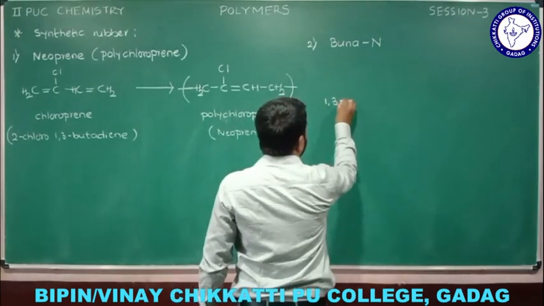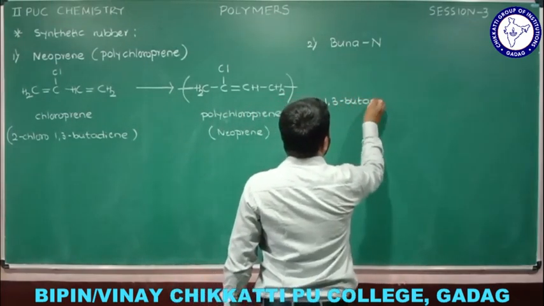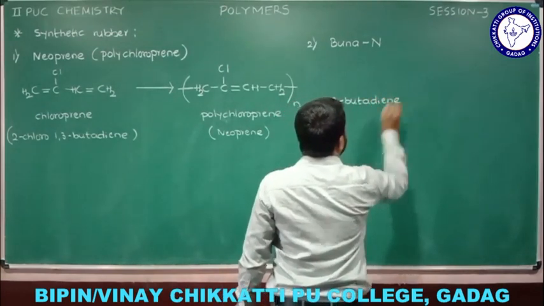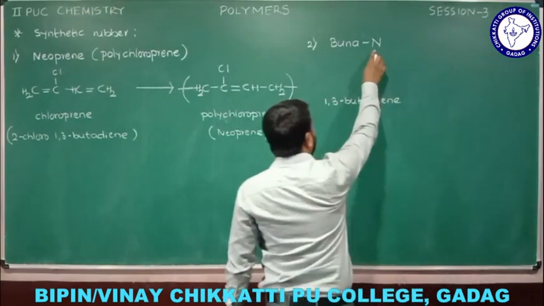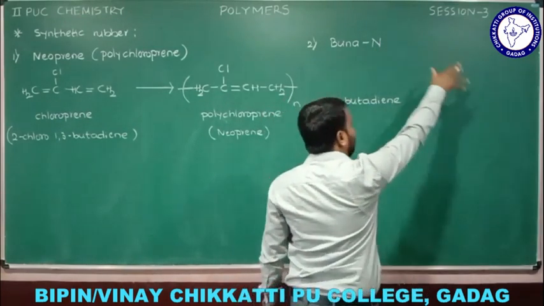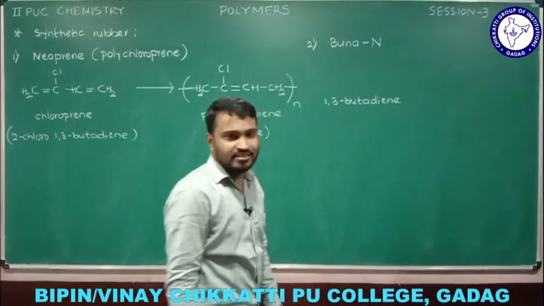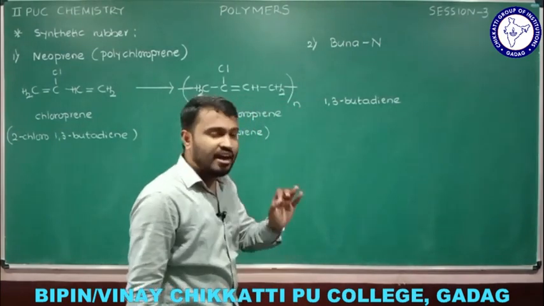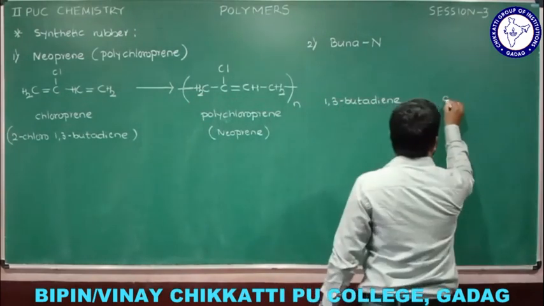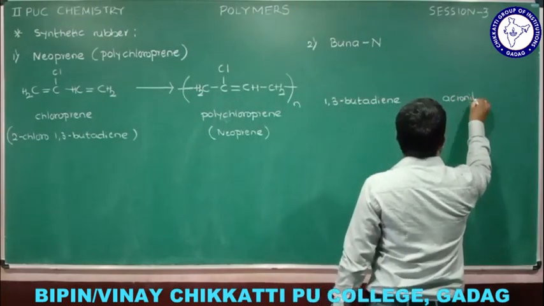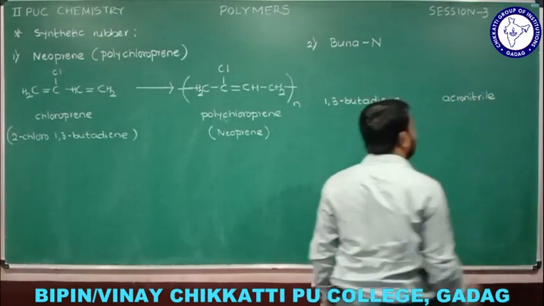We know that 1,3-butadiene is the one monomer of Buna-N. And for the other, if here it was S and we had written styrene as the monomer, here it is N, and remember N stands for a monomer, and that is acrylonitrile. So try to know that one.